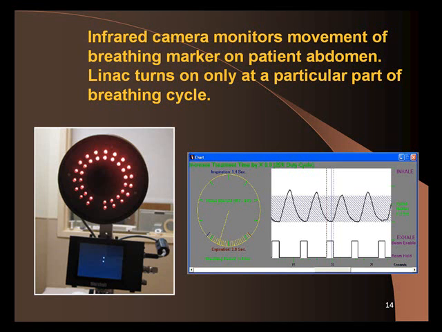All right. So, and then how do we monitor that? Well, a very typical way of monitoring that is this infrared camera. This infrared camera is usually mounted near the foot of the table, on the wall somewhere. And then they put a little marker, a little block with reflective material.